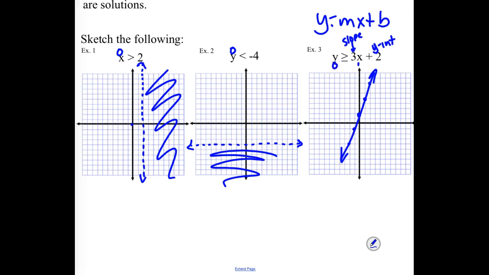Okay? So I'm going to put in 0, 0 for the origin. And look at the statement that we have left. We have 0 has to be greater than or equal to 2. Is 0 greater than or equal to 2? So I don't want the origin. I would shade that side.